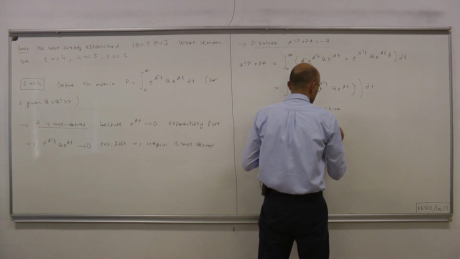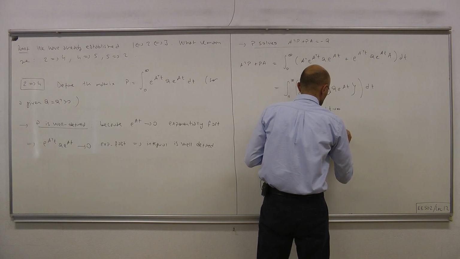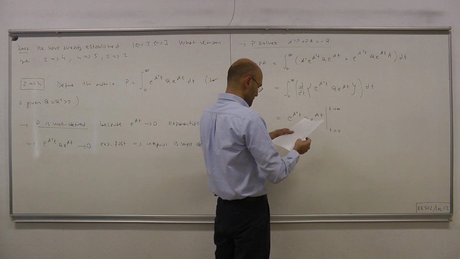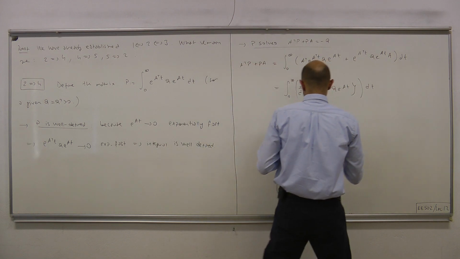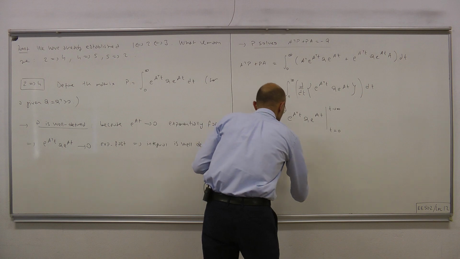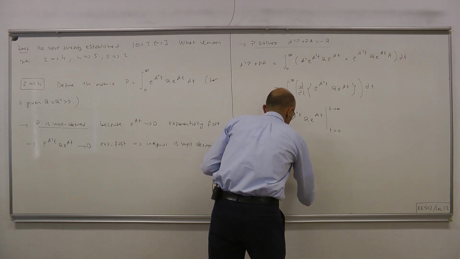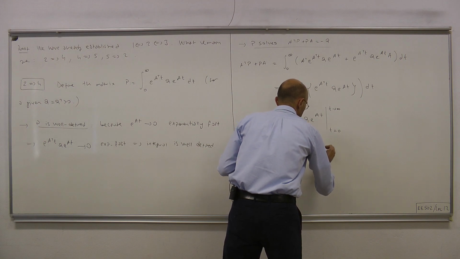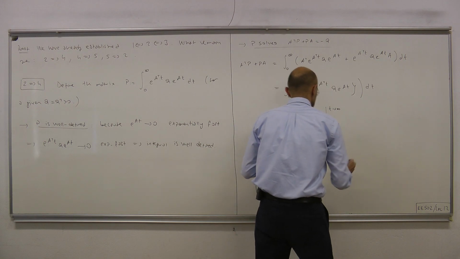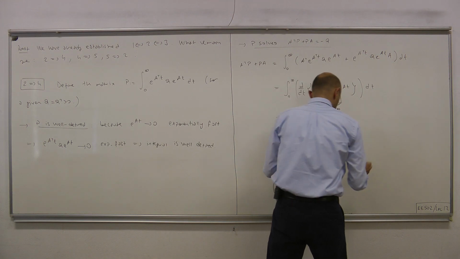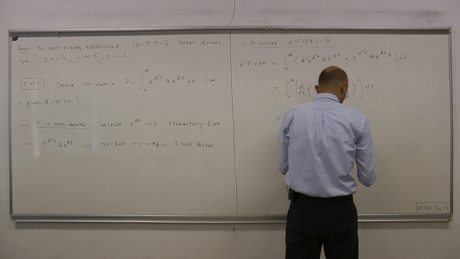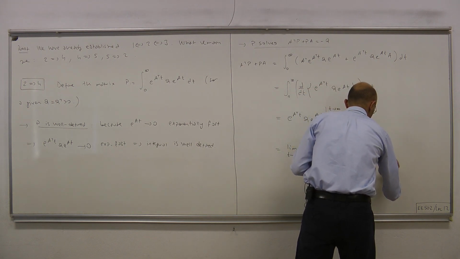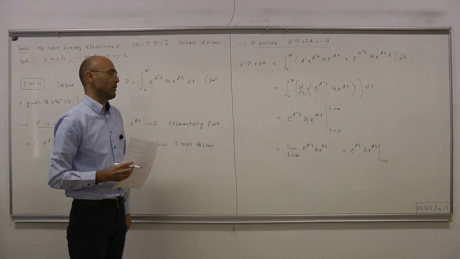As T goes to infinity and at t equals 0, this is what? Ln t goes to infinity, e to the A transpose t Q e to the At, minus e to the A transpose t Q e to the At evaluated at t equals 0. Okay.